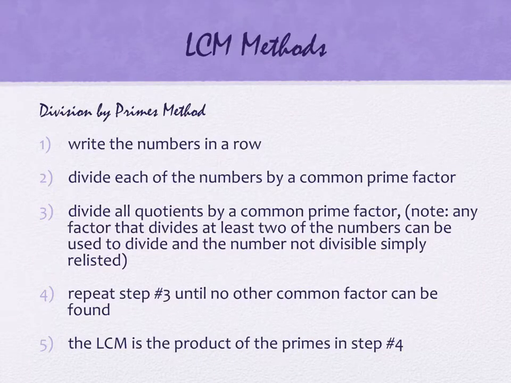All right, we mentioned this method last time too, and in fact I told you I like this method a lot because it seems to take that prime factorization method and make it faster. So the division by primes method puts all the numbers in a row, and divides each of the numbers by a common prime factor. So it has to be a common prime factor. And then you divide all of those values by another common prime factor. In order to be common, it has to be common to at least 2 of the numbers. So if I'm going to do an example with 3 numbers in a minute, you'll see what I mean. And we keep repeating until there are no more common factors. And then the LCM is the product of the primes.